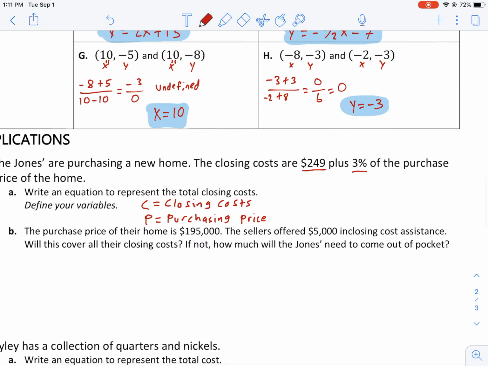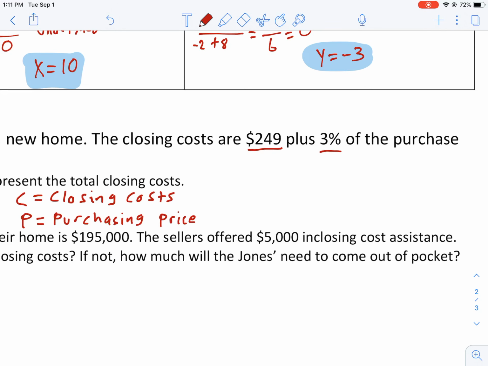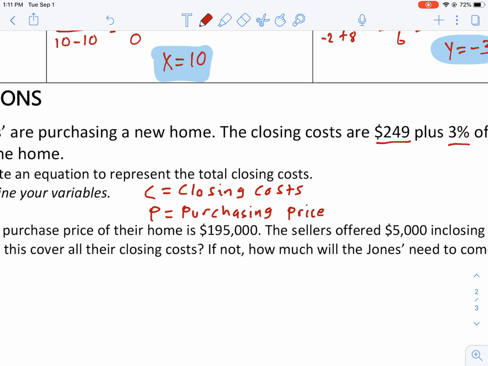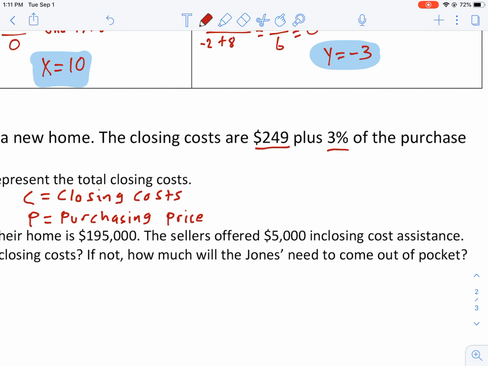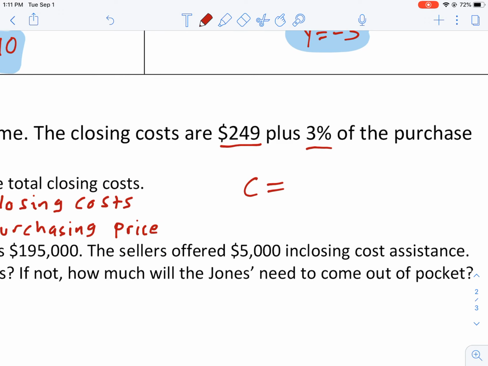All right. So what they're telling us is the closing costs are, so we're writing an equation to represent the closing costs. So C is going to go by itself. The closing costs are $249 plus 3% of the purchase price of the home. So we don't want to put a percent into an equation. We want to turn that into a decimal. So if you remember how to do that, 3% is actually 0.03. It's not 0.3, that would be 30%.